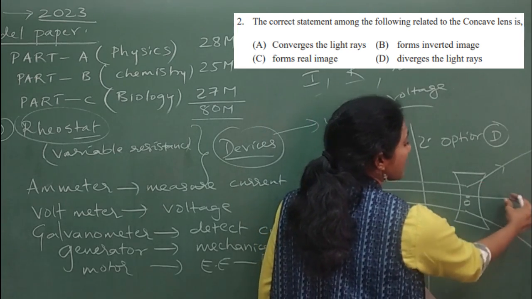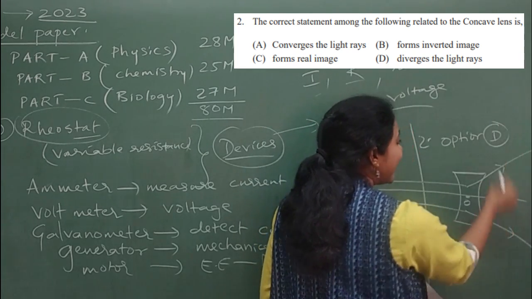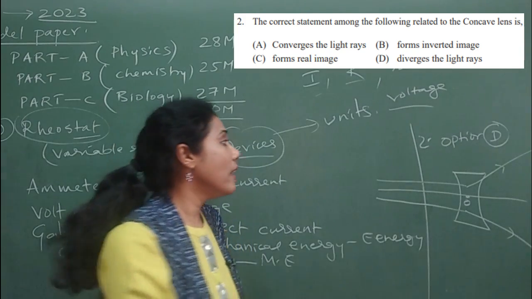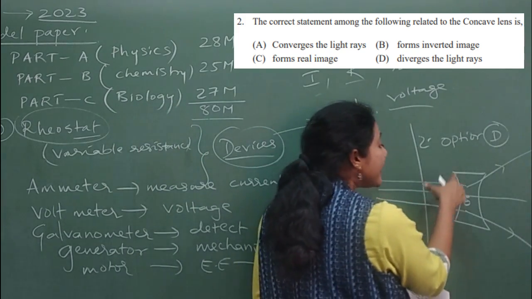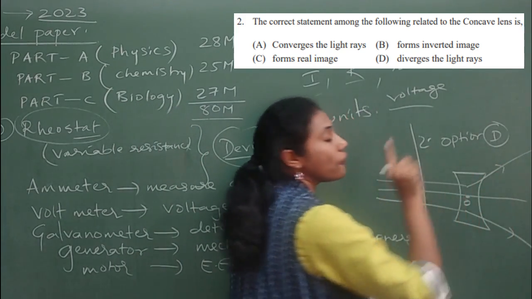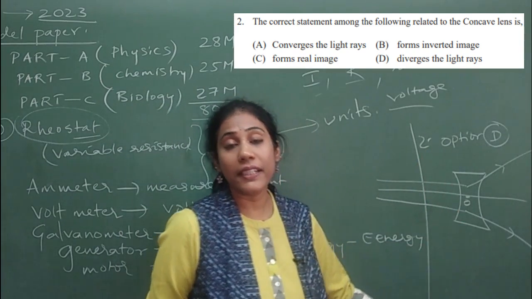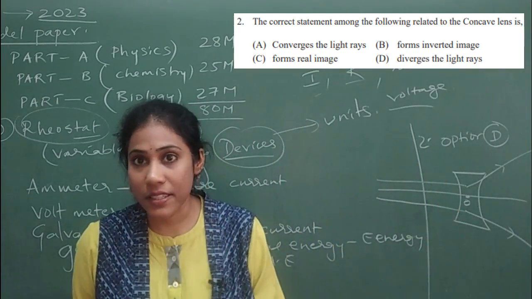Okay, so converging in the sense what? All the light rays meeting at one point, that actually takes place in convex lens. But here in case of concave lens, the divergence of light rays takes place, right? So this is very, very important. In case of mirrors, right?